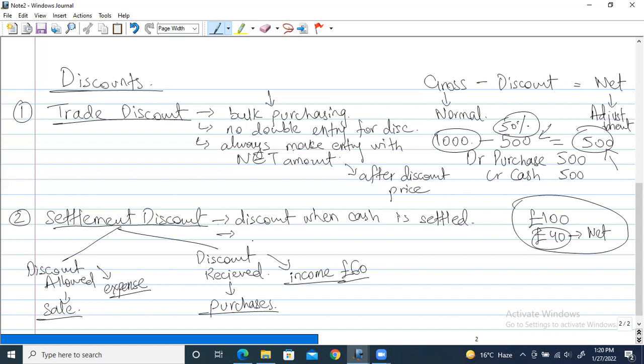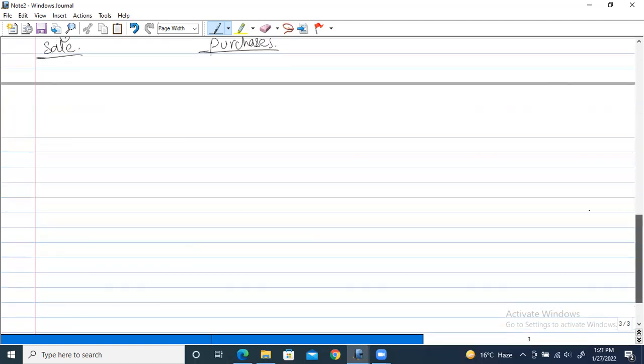And the second thing over here is that always make double entry for discount. This is the most important rule over here, that we always have to make a double entry for discount. We don't have to forget this in every question. In the trade discount above, I explained to you there was no double entry for discount, but in this, yes, there is a double entry for discount as well. Now let me explain with examples of both the discount allowed as well as discount received.